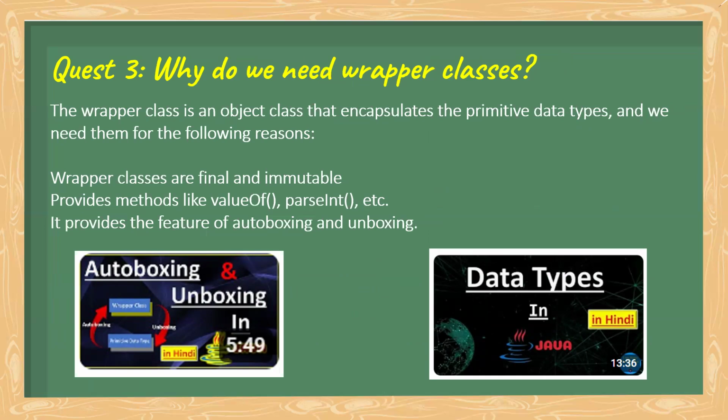And if you talk about why we need it: wrapper classes are final and immutable. Because they are presented as a class, they contain functions. They provide different types of methods like valueOf, parse, and so many things. Another thing is that now you have the primitive data type presented as a wrapper class, like Integer, Float. So it provides the feature of autoboxing and unboxing.